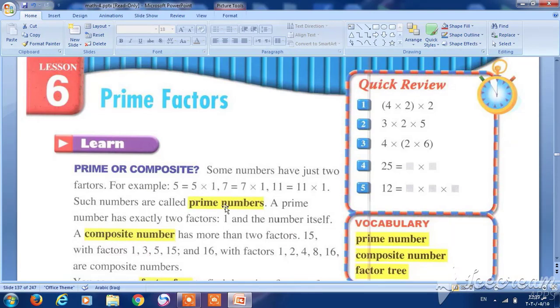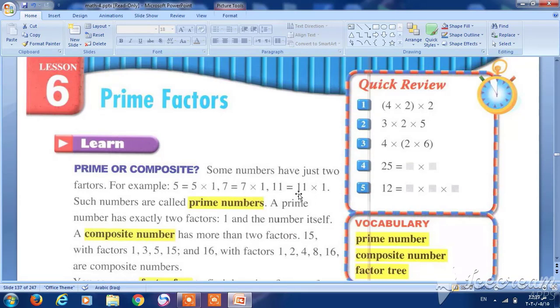A prime number means this number has exactly two factors. For example, 5. We have just two factors, 5 and 1. We don't have any other numbers multiplied together equal to 5. And 7 is also a prime number because we don't have more than two factors. We have just two factors multiplied together to equal 7. And 11 is prime because we have just 1 and itself, two factors.